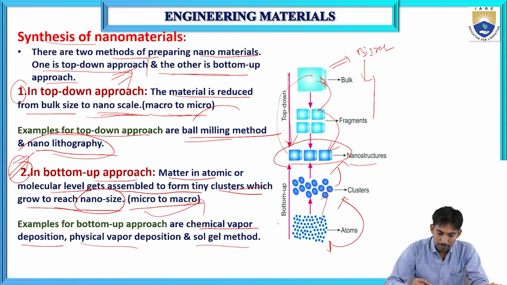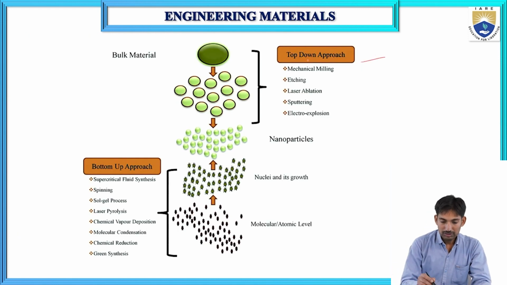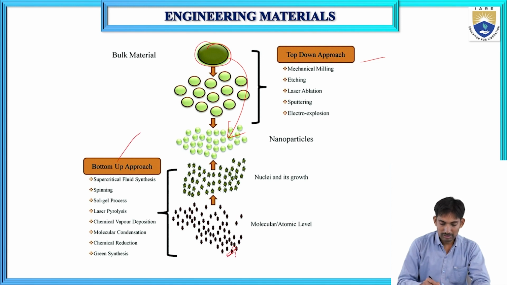Here, in the bottom up approach, the tiny atoms or molecules are converted into clusters, assembled together and form a cluster. This cluster leads to the nanostructures. Here, the micromolecules are converted into macromolecules in the bottom up approach. Top down approach means you convert the bulk molecules into tiny nanoparticles. In the bottom up approach, the tiny molecules at atomic levels are converted into nanoparticles.